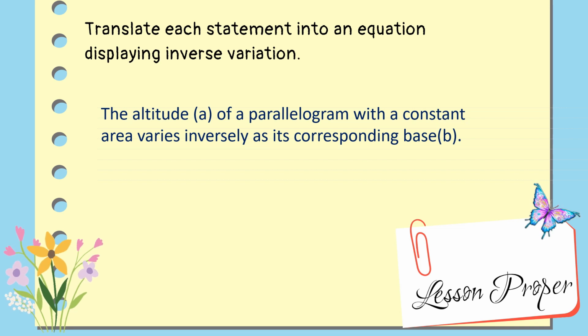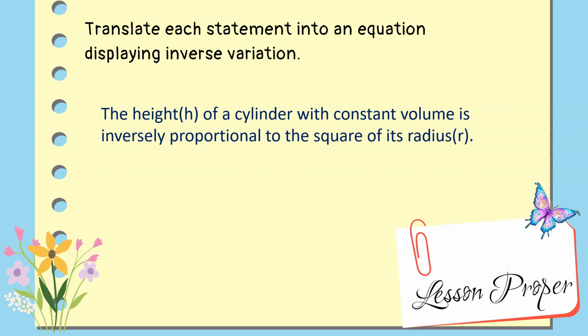Next, how about this one? The altitude A of a parallelogram with a constant area varies inversely as its corresponding base. That's correct. So A is equal to k over b. Next, the height h of a cylinder with constant volume is inversely proportional to the square of its radius. So h is equal to k over r squared.